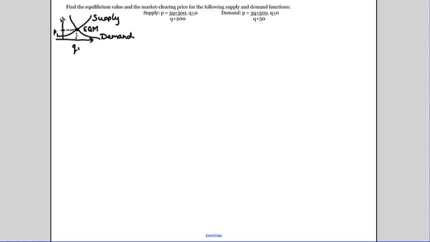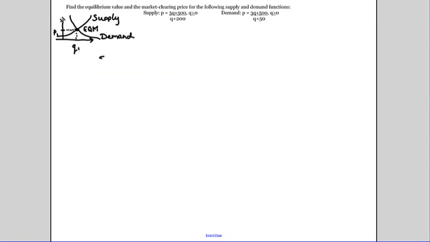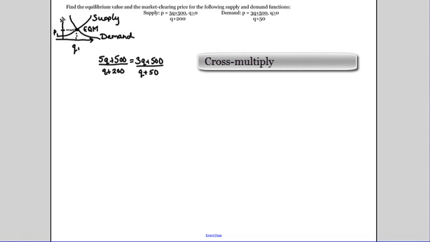To determine the equilibrium quantity, Q1, we're going to set supply equal to demand and solve for the variable Q. So first I'll write the supply function and set that equal to the demand function. First, we cross multiply to get rid of the denominators on both sides of the equation.